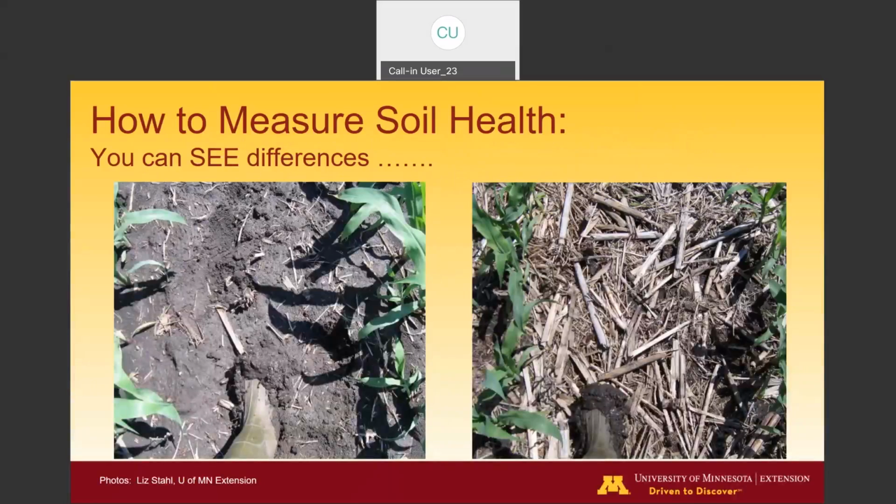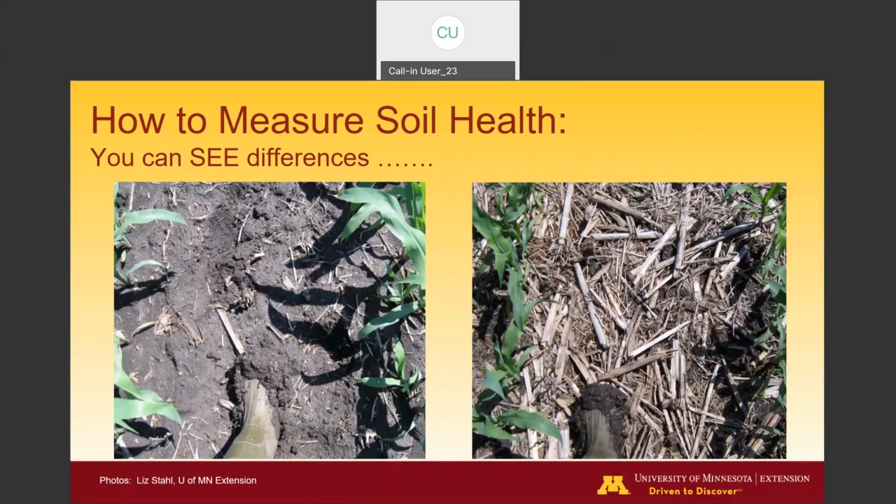But first of all, I just wanted to talk a little bit about what got me interested in looking at soil health tests in the first place. When I started with Extension over 15 years ago, I got involved in a long-term tillage trial. Well, we looked at strip tillage, no tillage, ridge tillage, and chisel plow, and a corn soybean rotation.